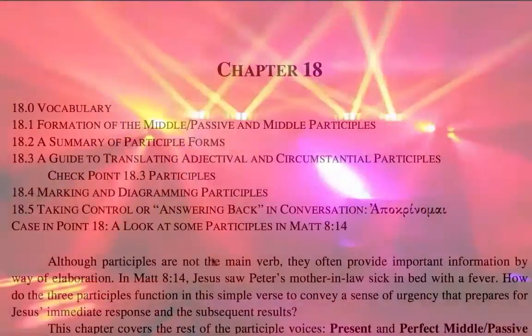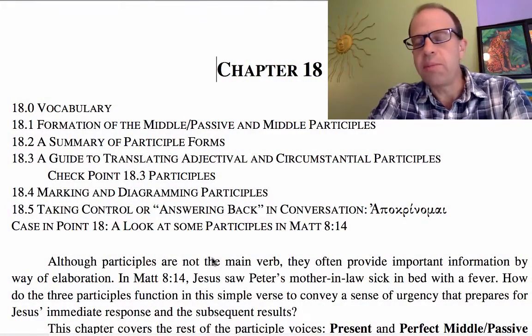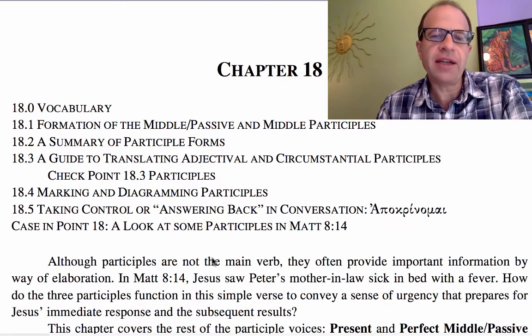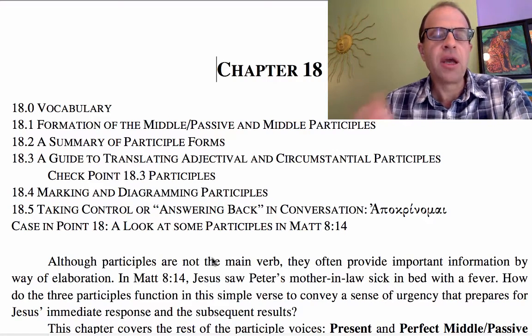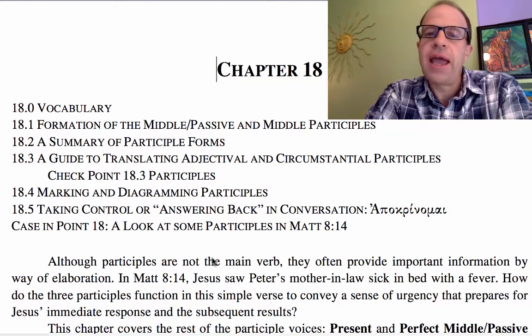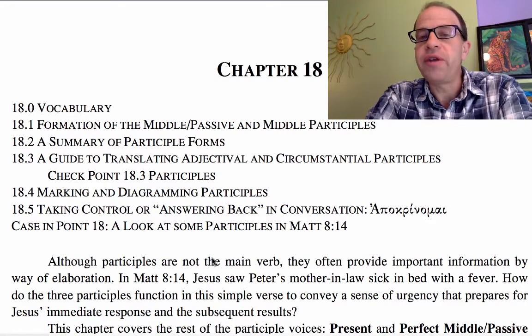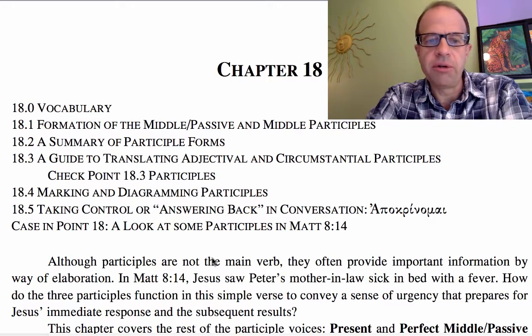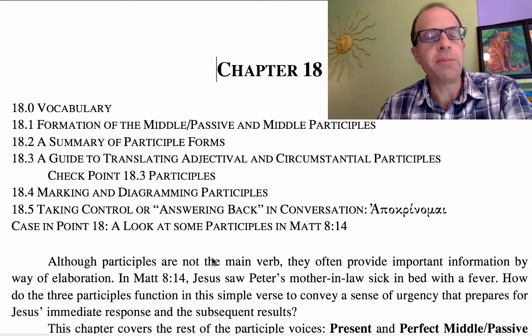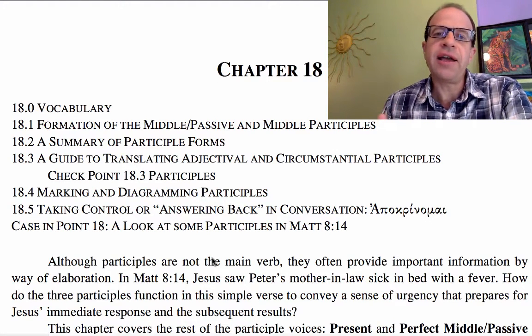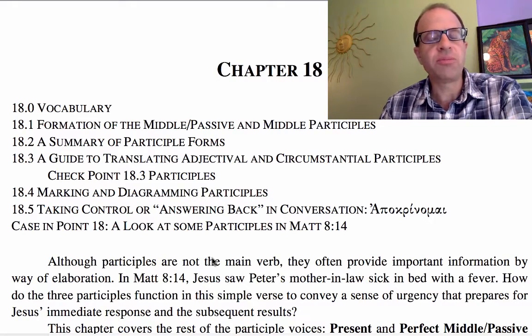We're looking at participles. In chapter 18 here, we're going to be looking at the formation of the middle passive and middle participles. Chapter 17 was about the active formations and the aorist passive, which used active endings. But now we're going to pick up the aorist middle and the present middle passive and the perfect middle passive formations of the participle. We'll then look at a summary of the participle forms. It's important to see the patterns, and then we'll have a guide for translating adjectival and circumstantial participles.